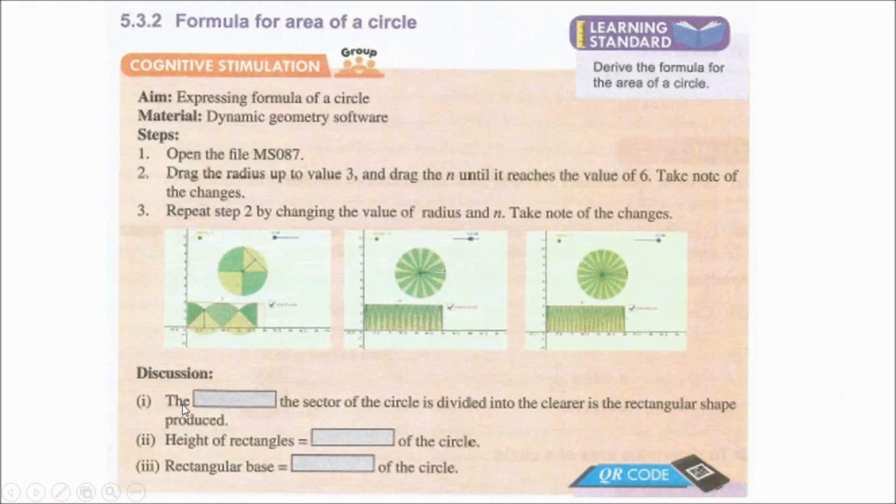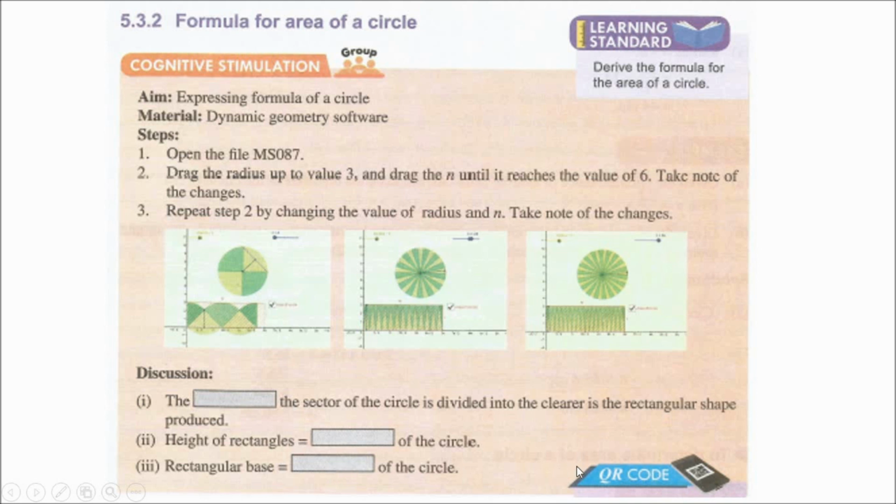Let's discuss the findings from the activity. The more sectors the circle is divided into, the clearer the rectangle shape produced. Just now I have shown how you get the perfect rectangle. Number two, the height of the rectangle, this side, is equal to the radius of the circle.